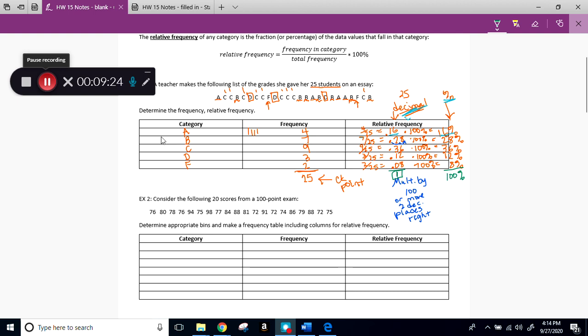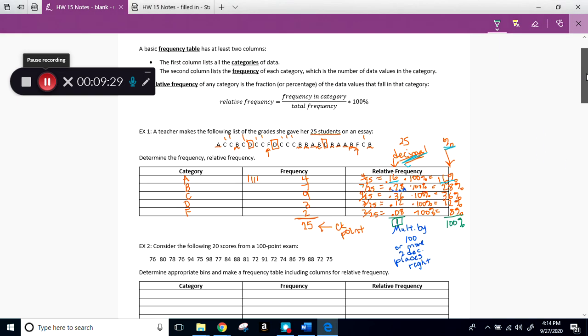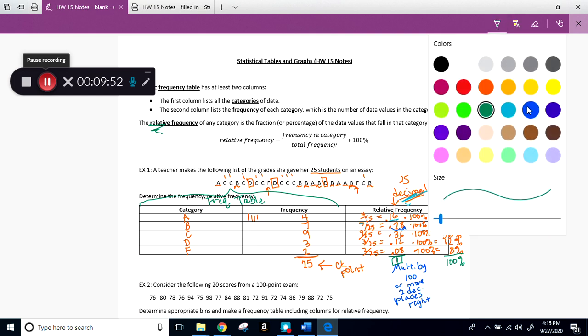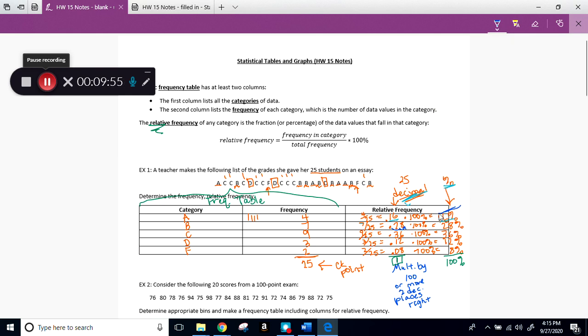So all this is the category and the frequency. This is really called a frequency table. And then if they ask you for the relative frequency, that's where you have to do this part. And normally it's going to be the percentage that you need on a lot of this stuff, but they may want it as a decimal. So it's good to know both ways. Here's the percentages, though, that you would need.